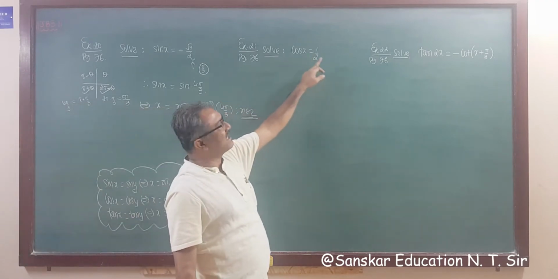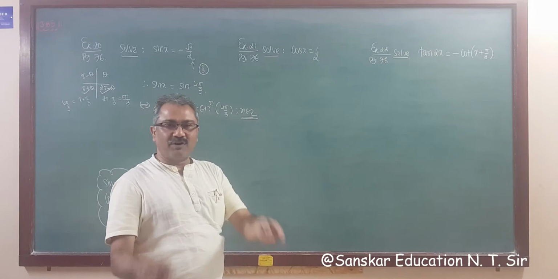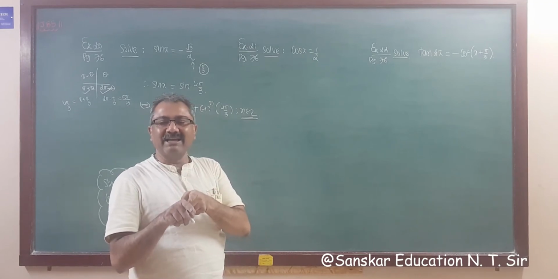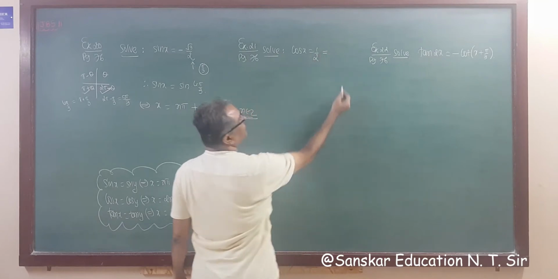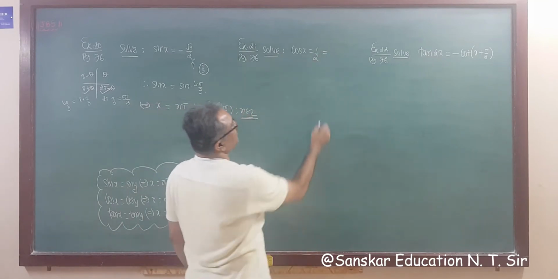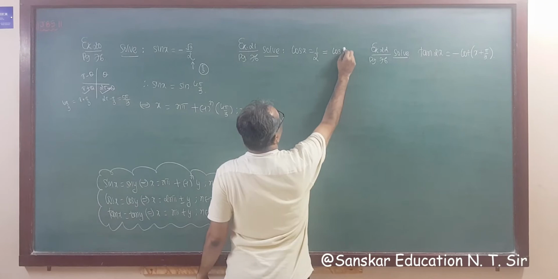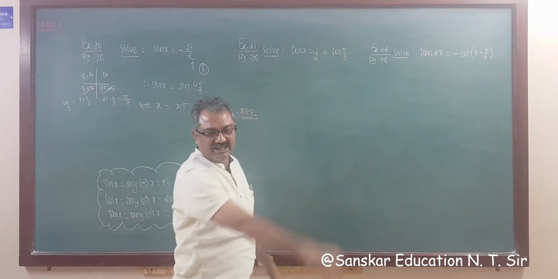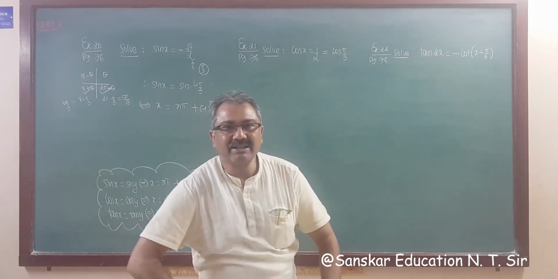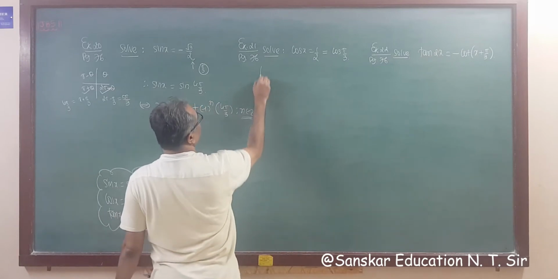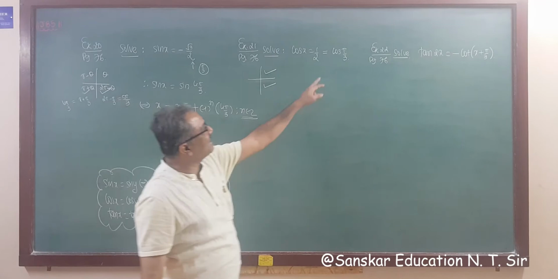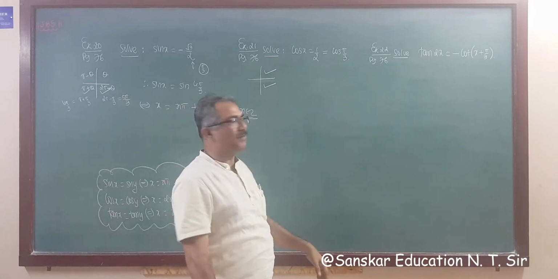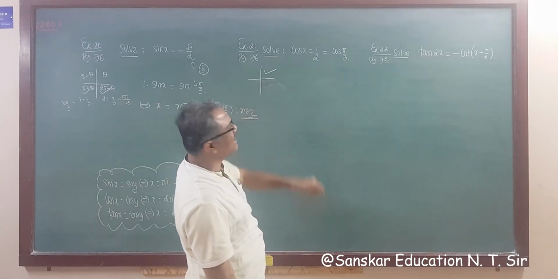Now cos x is half. Now cos is positive in the first quadrant, all is positive, and fourth quadrant, right, and half is the value for cos 60, that is cos pi by 3. So cos is positive in the first and fourth quadrant. First quadrant as it is, that is pi by 3, so we have to take only pi by 3. Never think of another value for this.